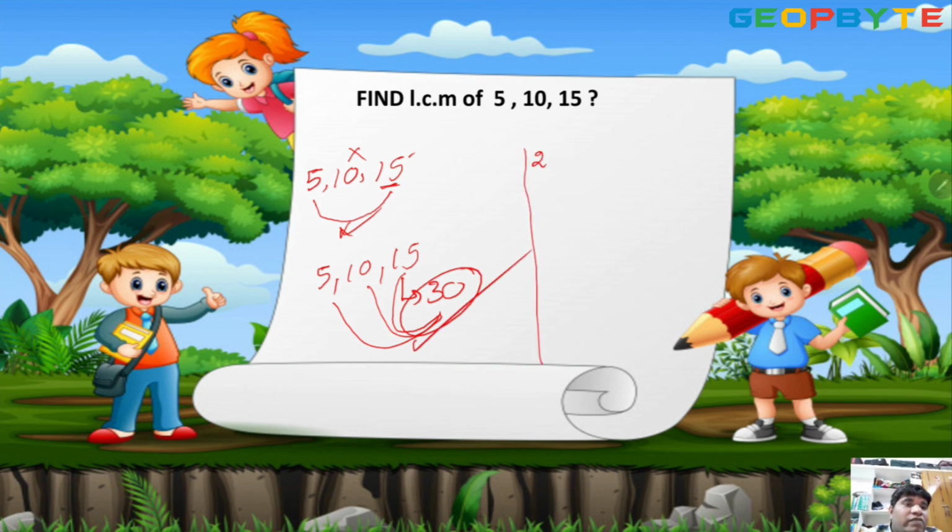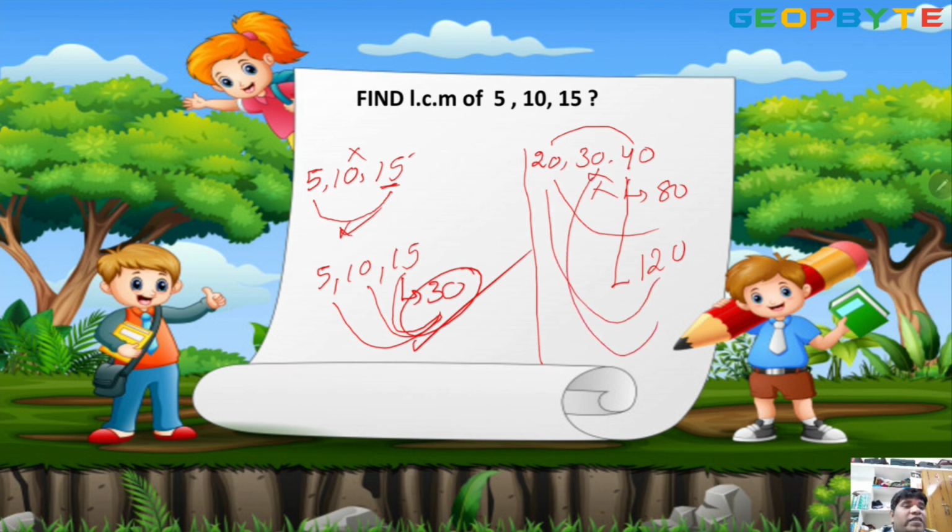One more example: 20, 30, 40. What is the LCM? The highest number 40 is divisible by 20, but 40 is not divisible by 30. So take 40's next multiple, 80. 80 is divisible by 20 but not divisible by 30. Again, 40's next multiple is 120. This 120 is divisible by 20, divisible by 30, and divisible by 40 also. So the LCM is 120. This is the method. Got it?